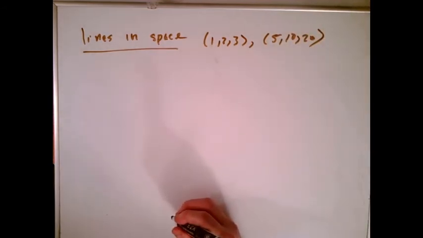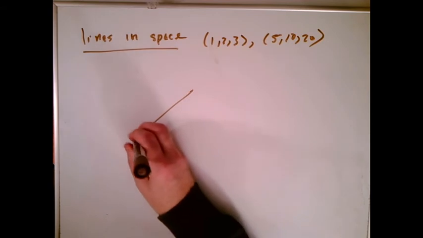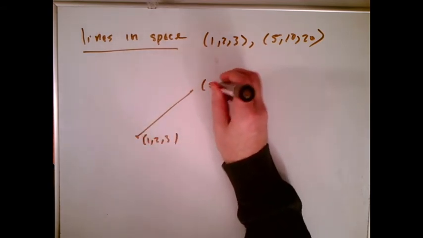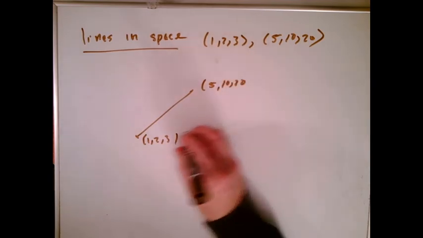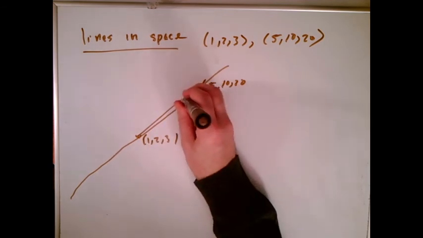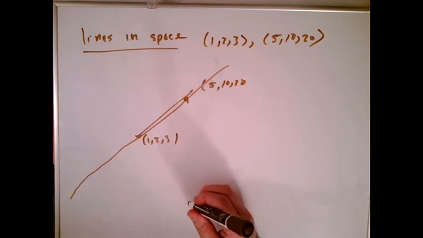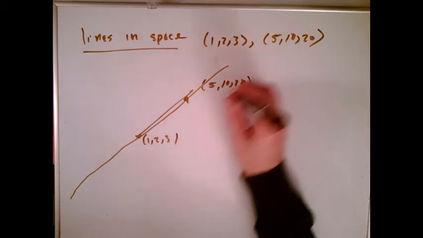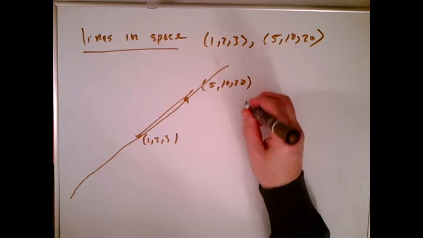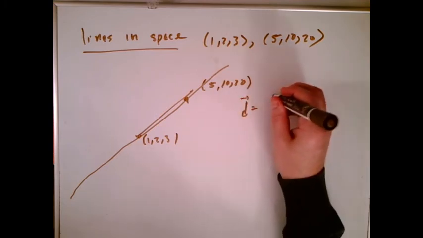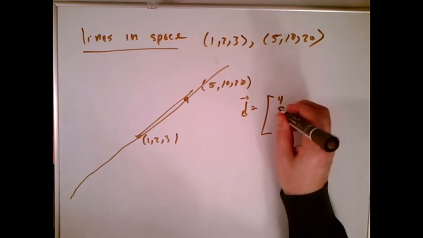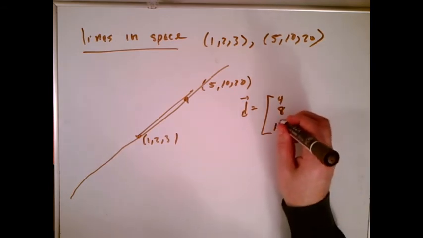Now, how do we do this? Well, 1, 2, 3 is a point. 5, 10, 20 is a different point. And what we want is a line that includes 1, 2, 3. But to get to any other point on the line, you have to add a multiple of the vector between them. So let me write down the vector between them. I'm just going to call it D for direction vector. And what I'm going to get is 5 minus 1, that's 4. And 10 minus 2, that's 8. And 20 minus 3, that's 17.